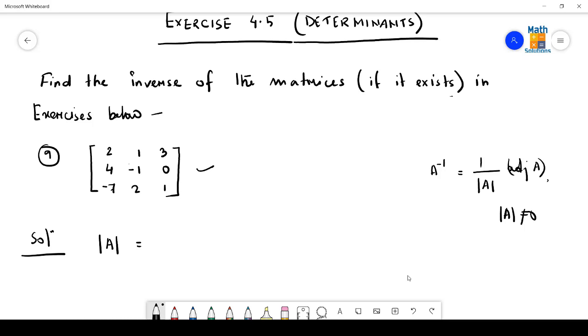So I would prefer to expand this determinant: 2, 1, 3, then 4, minus 1, 0, then minus 7, 2, 1. Actually, the determinant of this given matrix, and we have to assume this given matrix to be capital A.